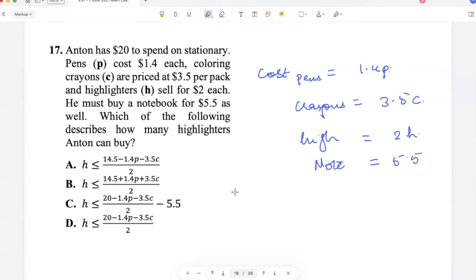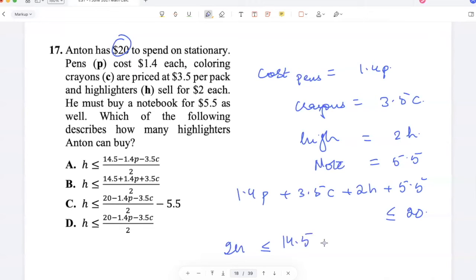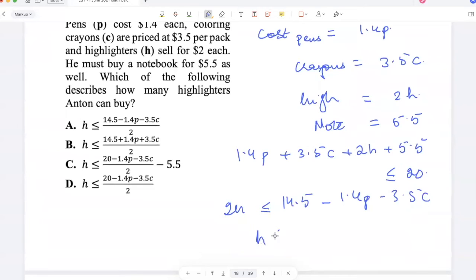So the total cost of all items is 1.4p plus 3.5c plus 2h plus 5.5. And this should be less than or equal to 20 because he has $20 to spend. So then I can say 2h is less than or equal to 20 minus 5.5, which is 14.5, minus 1.4p minus 3.5c. So h is less than or equal to (14.5 minus 1.4p minus 3.5c) divided by 2. So option A.